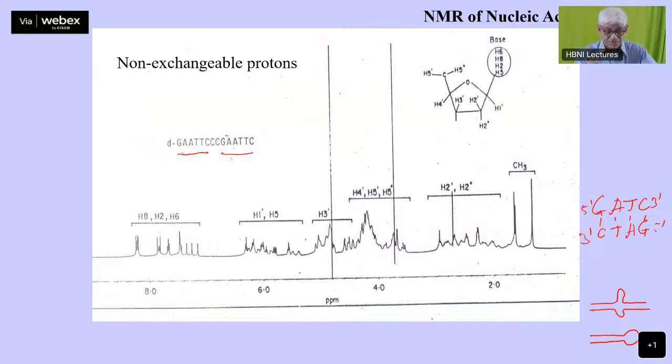H3' appears here. H1' and H5. H5 is from cytosine or uracil in both cases, uracil in the case of RNA and cytosine in the case of DNA. And H8, H2, H6 will all appear in this area from 7 to 8 ppm. So that is indicated here.